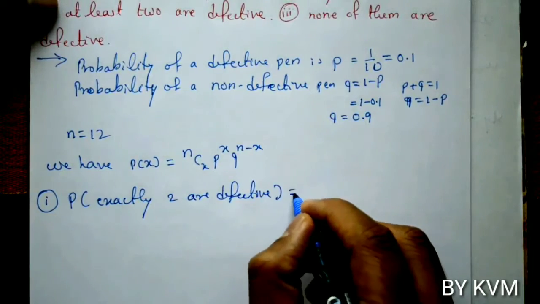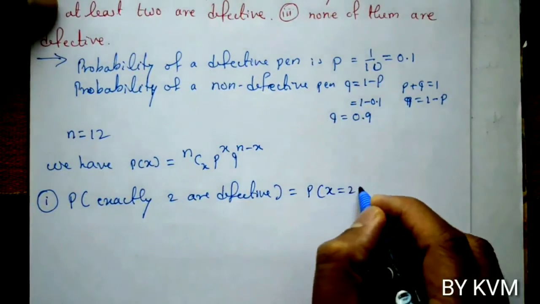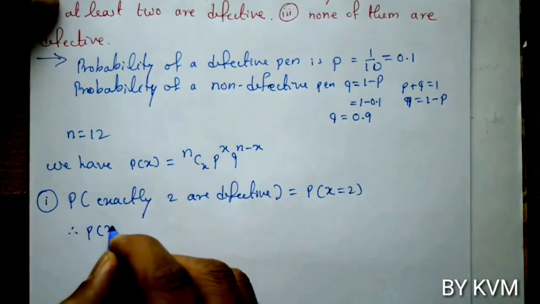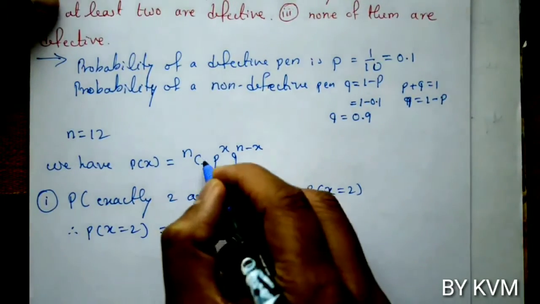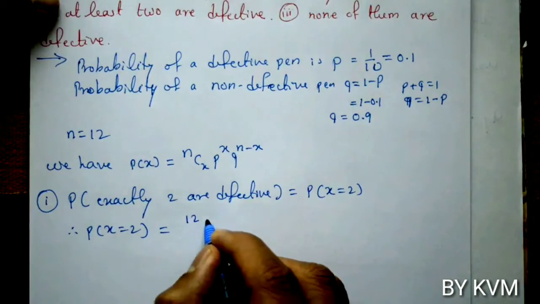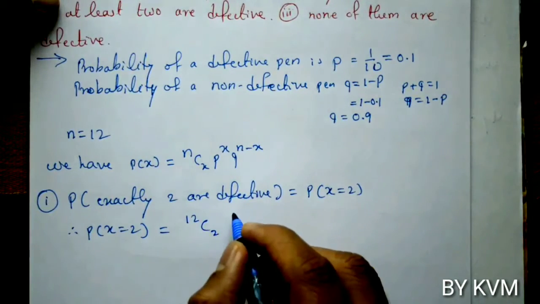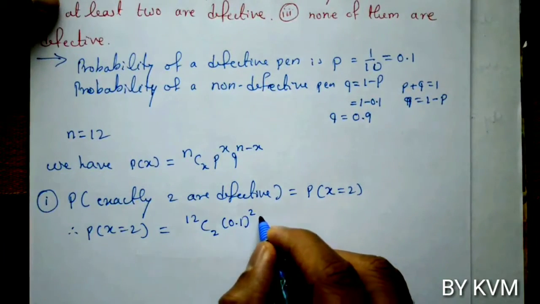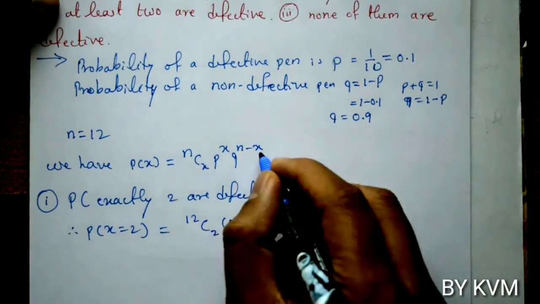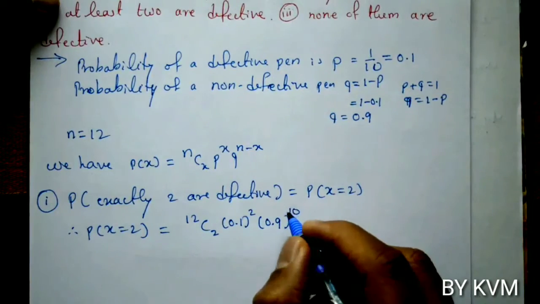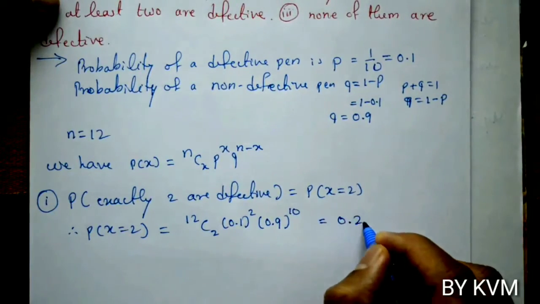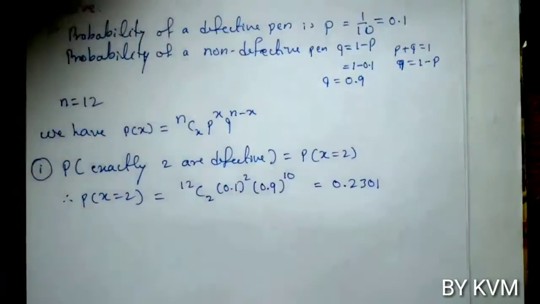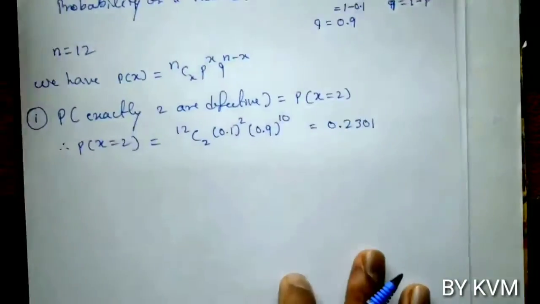Now, first case, probability of exactly 2 are defective. Exactly 2 are defective means, since x denotes the number of defective pens, P of x equals 2. So, put x equals 2 in the formula. So, 12C2, P is 0.1 whole power 2, Q is 0.9 whole power n minus x, that is 12 minus 2, that is 10. So, using the calculator, we get 0.2301, fixing the decimal places to 4. So, we get 0.2301.